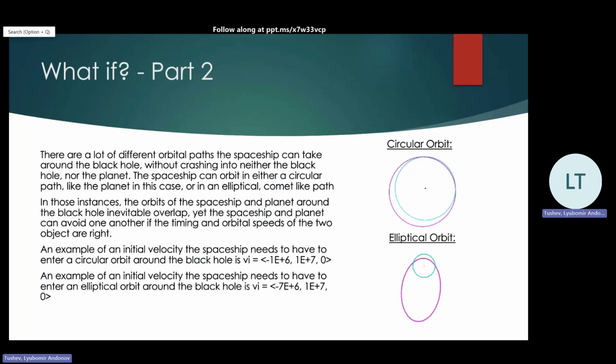While trying different initial velocities for the spaceship, I found that there are a lot which take the spaceship in a circular or elliptical orbit around the black hole. Here I have provided 2 example starting velocities for the spaceship, which take on a circular and elliptical orbit, and have shown how those orbits look here on the right.